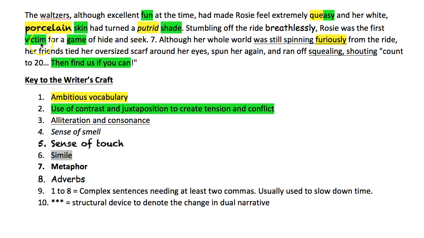She is a victim of a game, but we know she's also going to be a victim of death. And then we've got this contrast here. "Find us if you can," because we know they won't. She won't find them. She's probably going to be killed before that. And once again, we've got this brilliant use of a word that gives us the idea of touch.